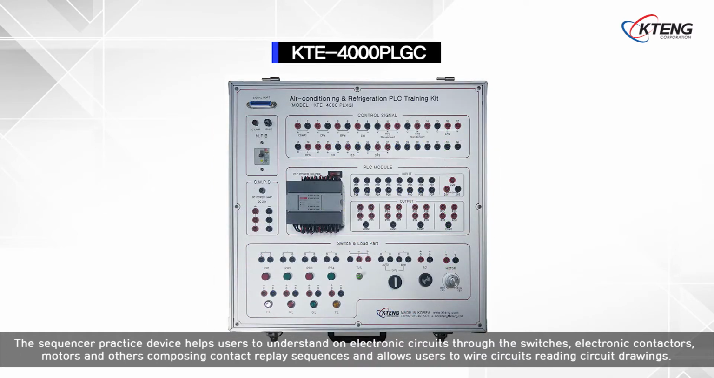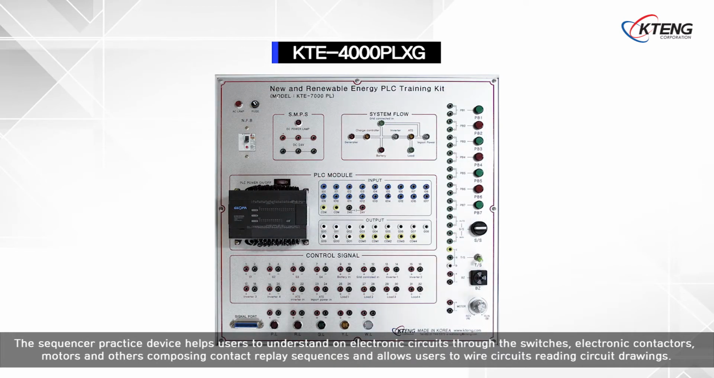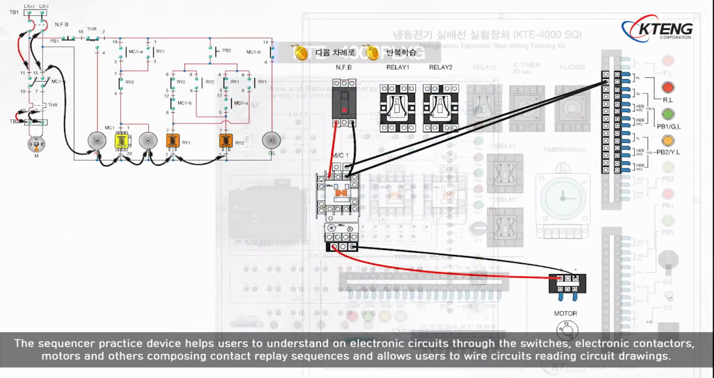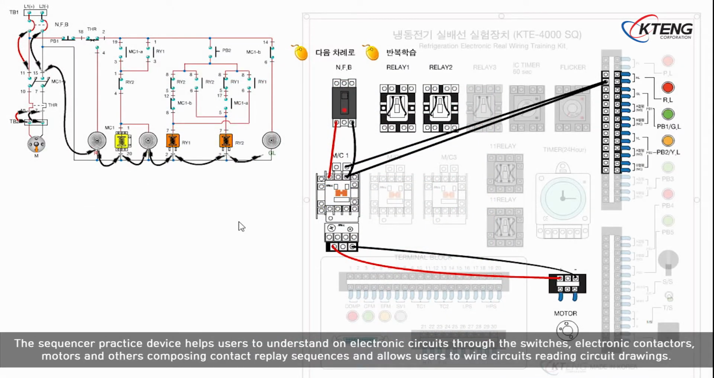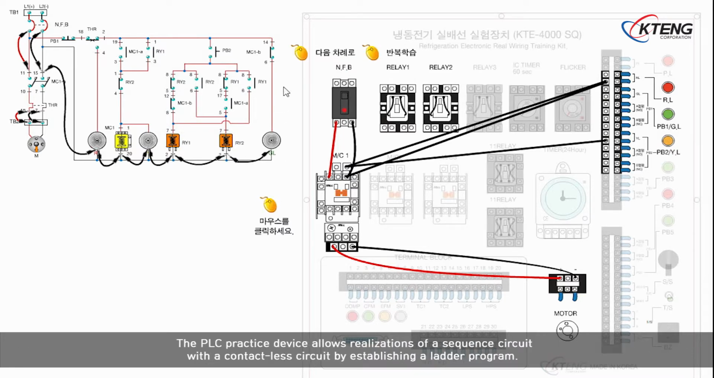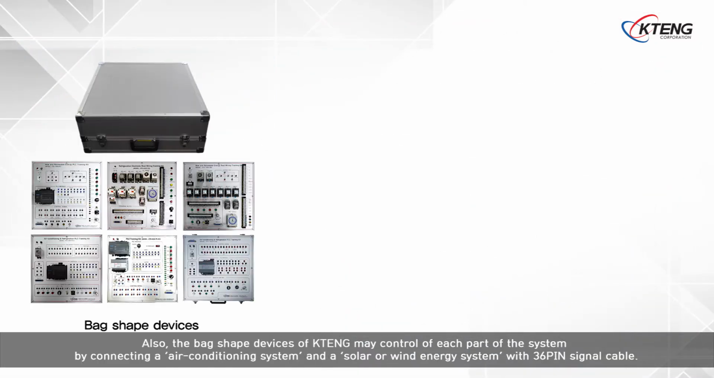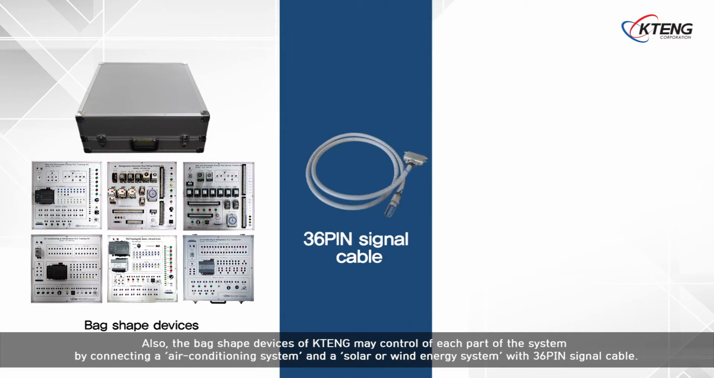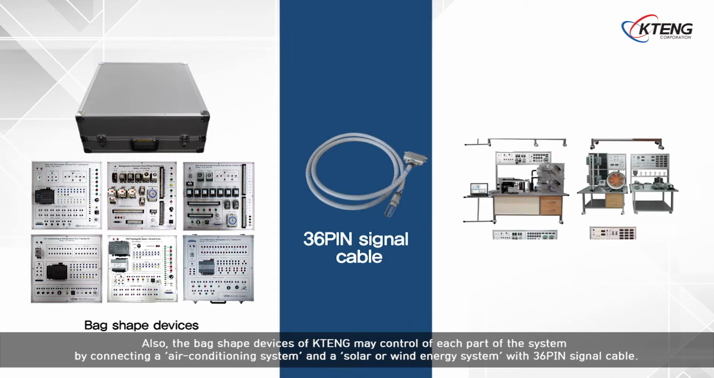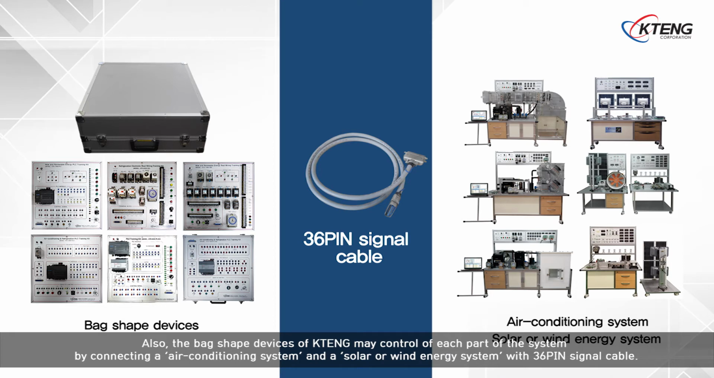The sequencer practice device helps users to understand electronic circuits through the switches, electronic contactors, motors, and other components composing relay contact sequences, and allows users to wire circuits by reading circuit drawings. The PLC practice device allows realization of a sequence circuit with a contactless circuit by establishing a ladder program. Also, the bag-shaped devices of KTENG make control of each part of the system possible by connecting an air conditioning system and a solar or wind energy system with a 36-pin signal cable.